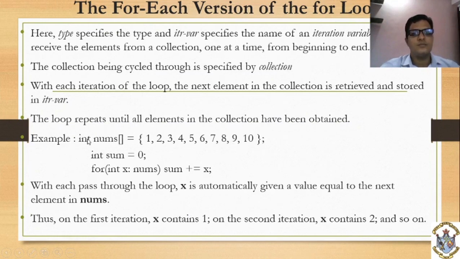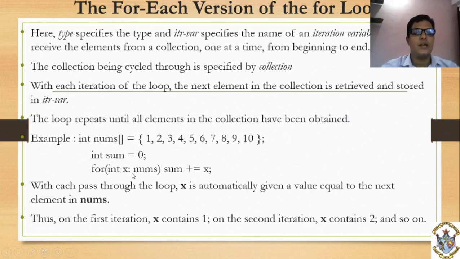Let us see an example. Here int nums is equal to the values we have stored. What is the length of this nums? 1 2 3 4 5 6 7 8 9 10, total 10 elements. Now I am declaring one normal integer variable, sum, equal to 0. Now I am writing the enhanced for loop.